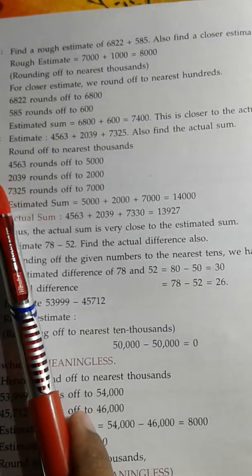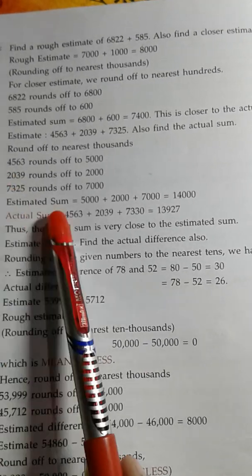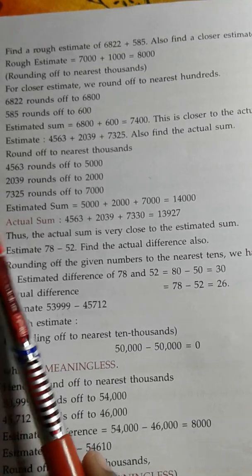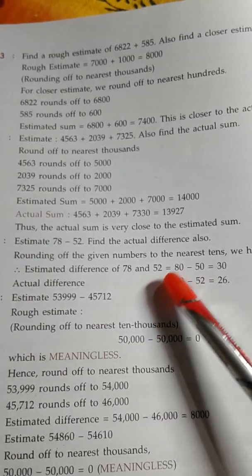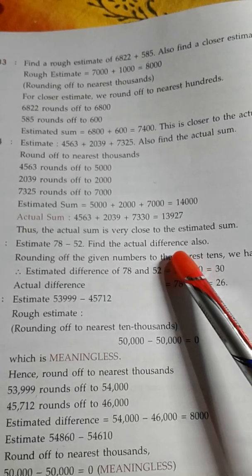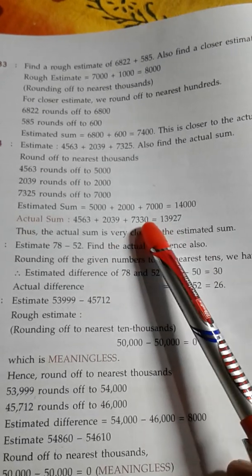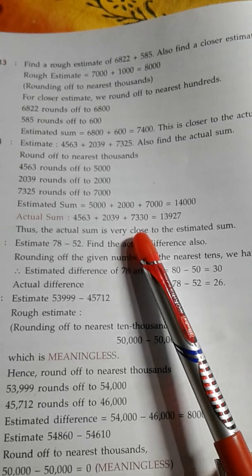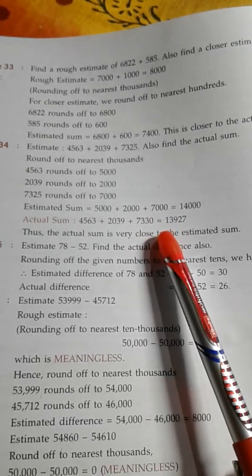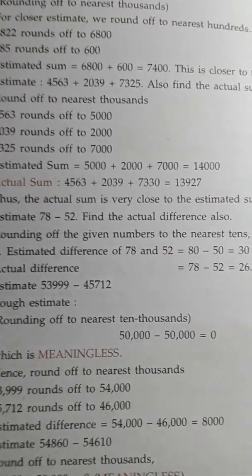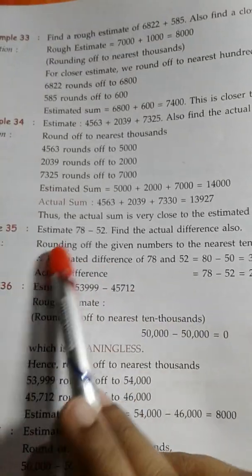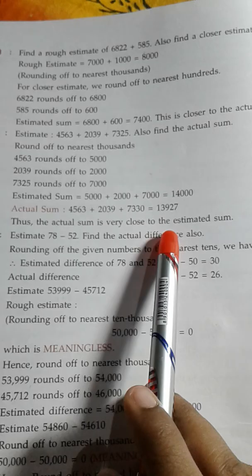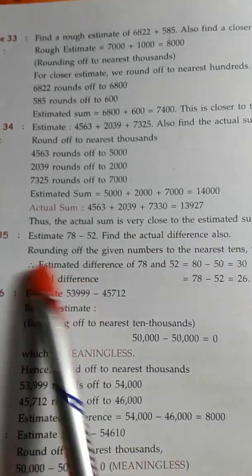Okay. 4563, 2039, 7325. Maybe there is some printing mistake here. 7325. Okay. Here you add. Thus the actual sum is very close to the estimated sum.